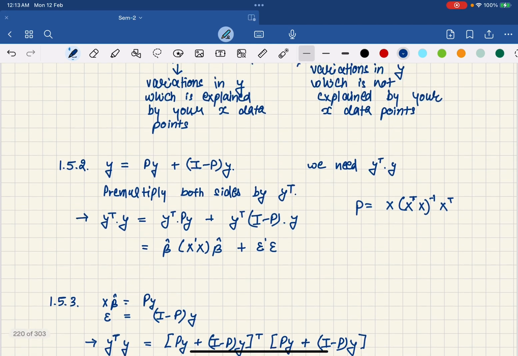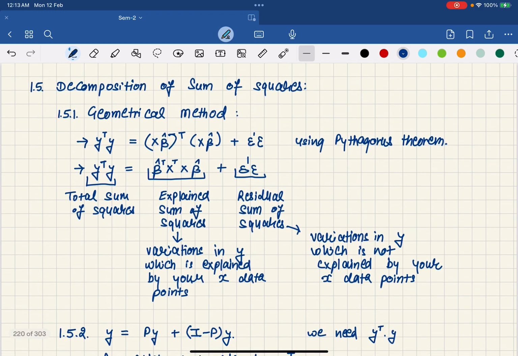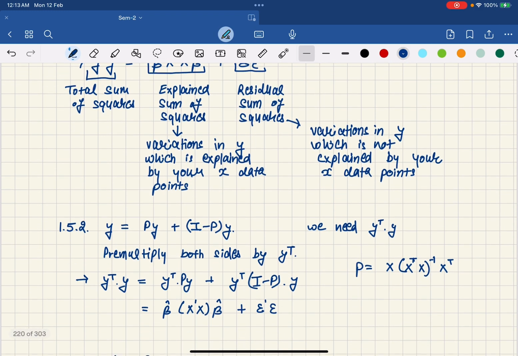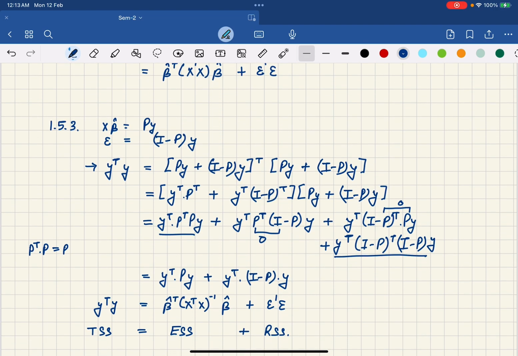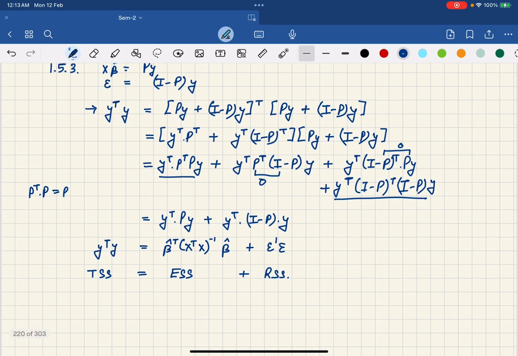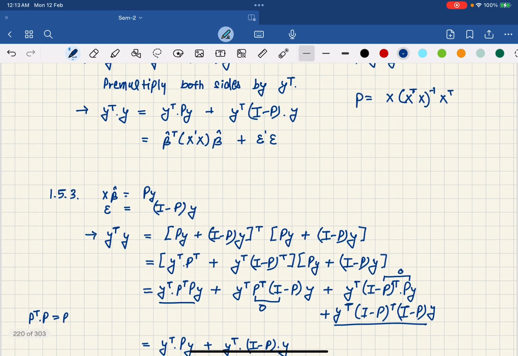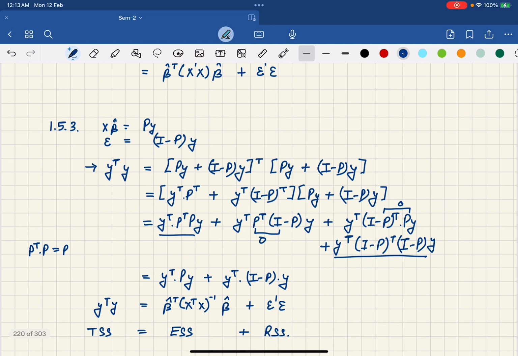So these are three methods of looking at the sum of squares. Okay, so this is the method of looking at the decompositions of sum of squares using matrices and the concept of projections.